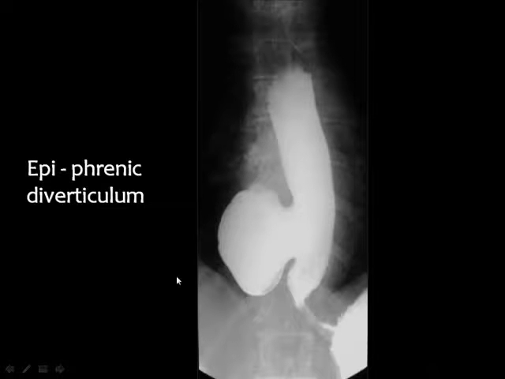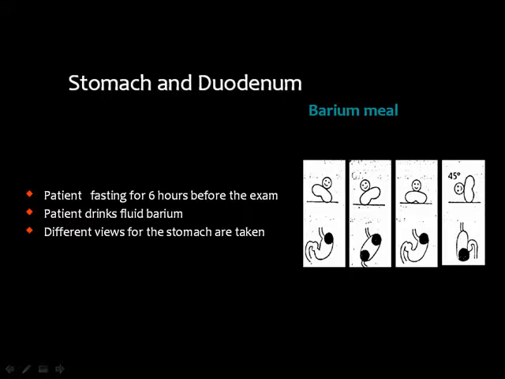Then this is what we call an epiphrenic diverticulum, which is located immediately above the diaphragm. And this is frequently mistaken for hiatus hernia, but the fact that you can see that the gastroesophageal junction is located below the diaphragm, you know that this is not a hiatus hernia, but an epiphrenic diverticulum.